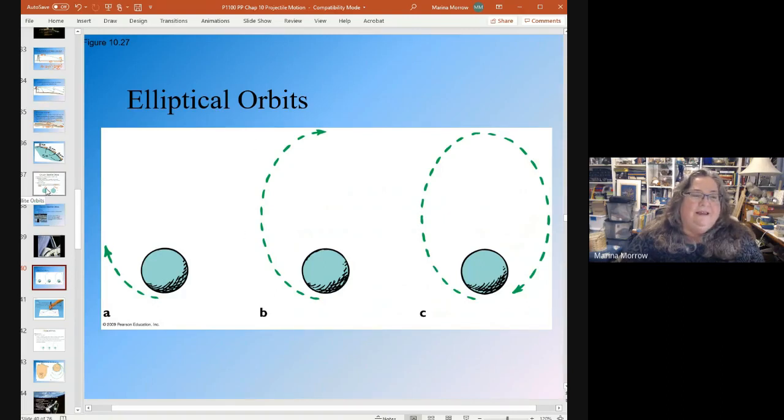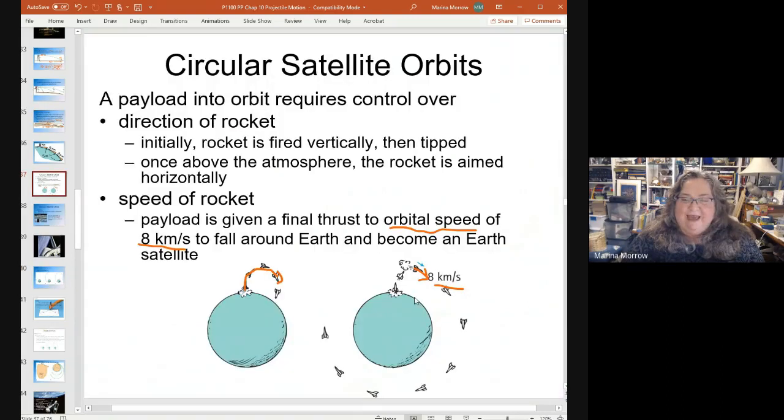So the satellite tries to escape. It's going straight, 8,000 meters per second, but the Earth, with gravity, pulls it backwards, right? So gravity is providing that centripetal force so that it keeps changing its direction. As we were talking about before, gravity provides that centripetal force, and that keeps the object going around the Earth.